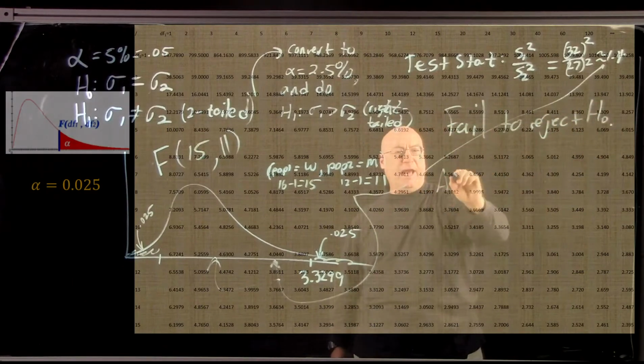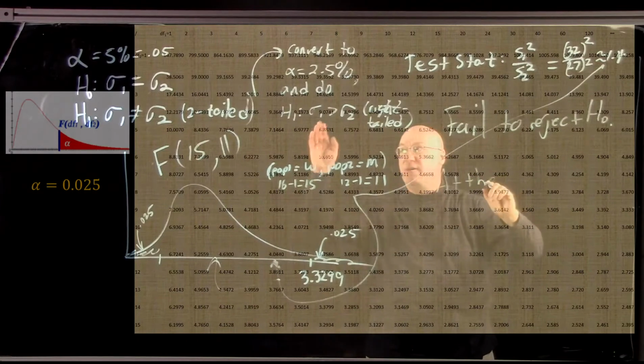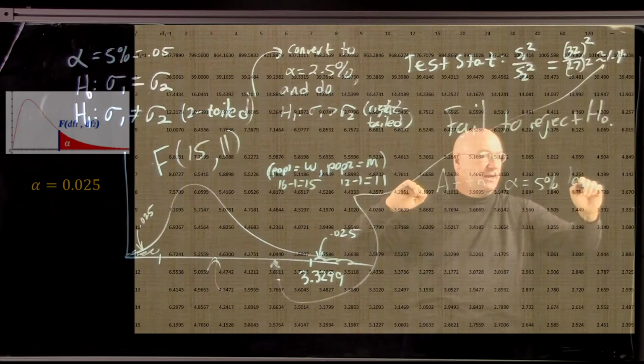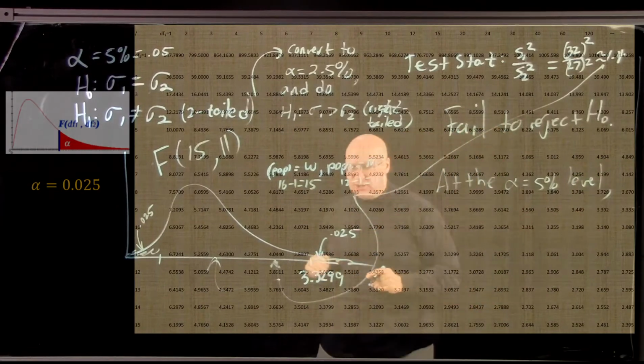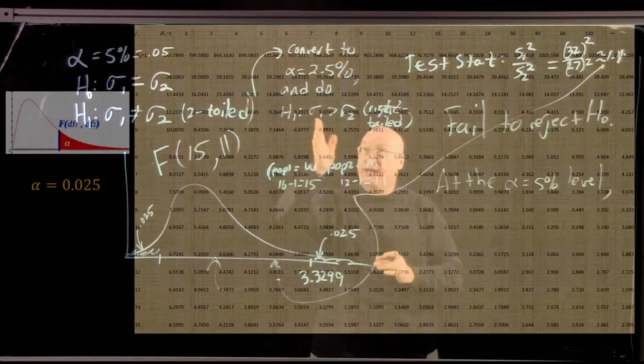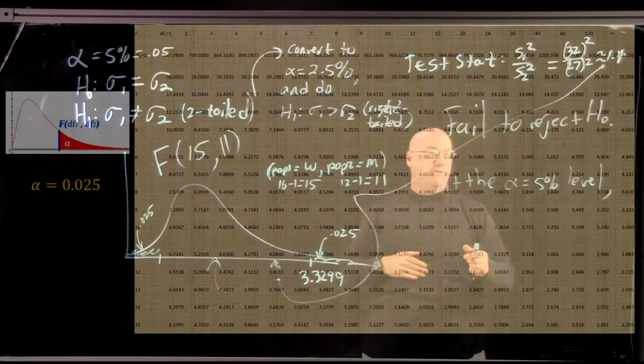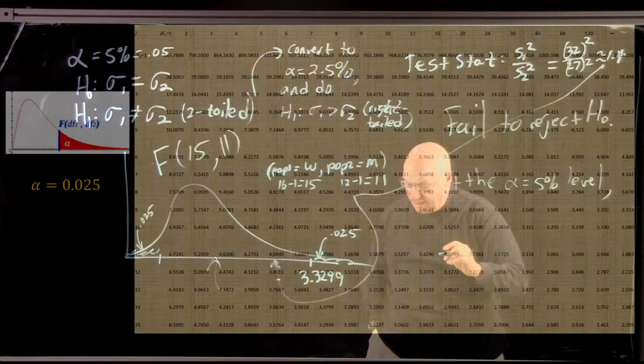Now it's still alpha equal 5% significance level, because that was what the original problem was. We just mechanically cut it in half, so we just had to look at the right tail. But it's at the alpha equal 5% significance level.